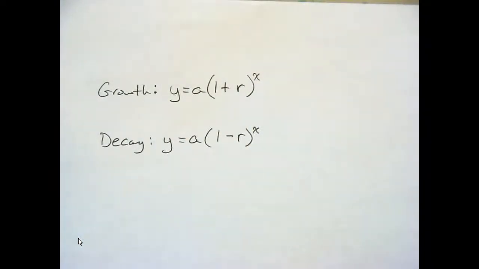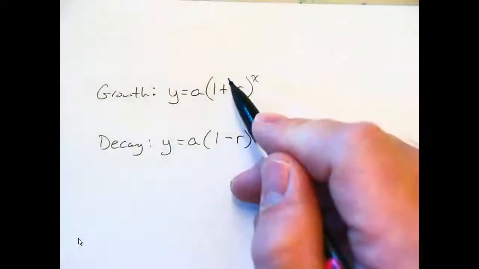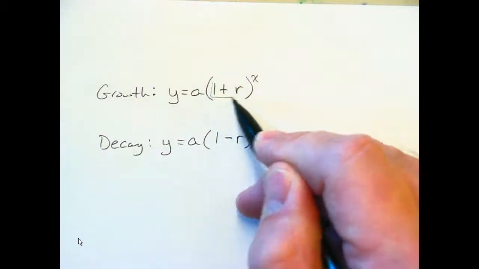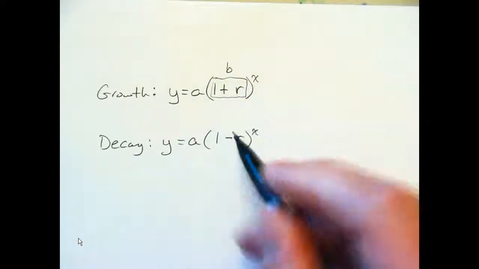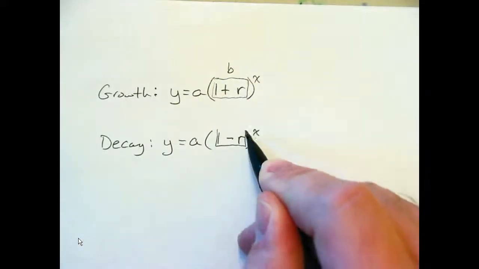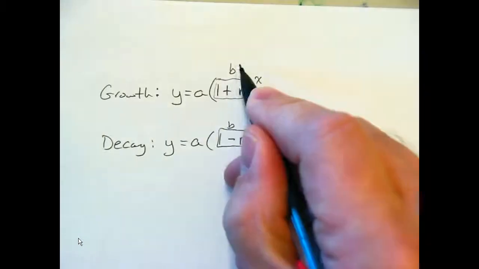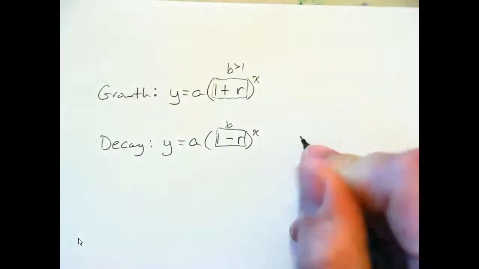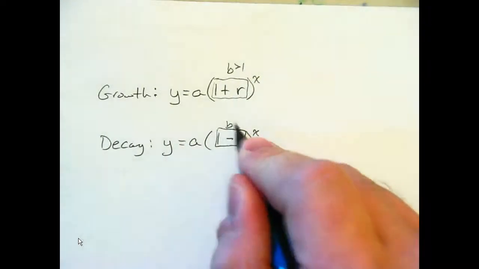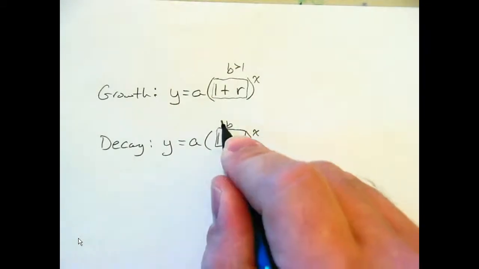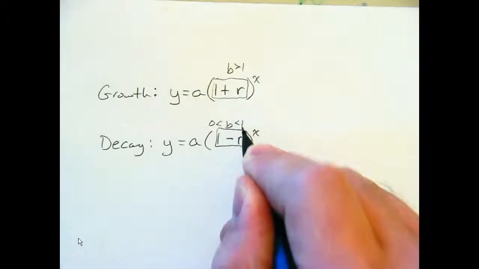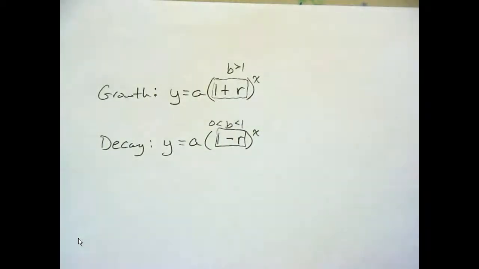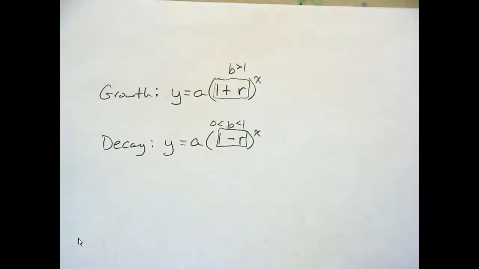Now, the other thing that you keep in mind, growth, this number that's inside here, which we call our b term, our b term is actually bigger than 1. Okay? Here, our b term is, good, less than 1, but greater than 0. It's in between 1 and 0. Okay? Just so we know.